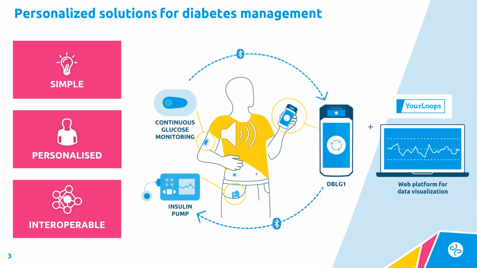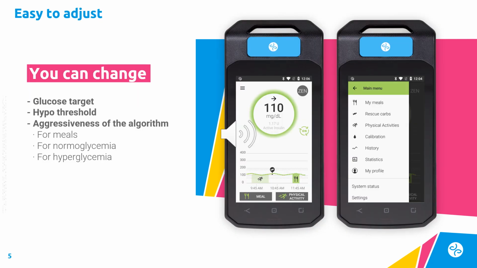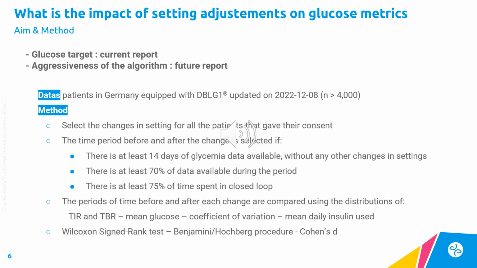DBLG1 is a modular system that can be customized. The initiation is simple, with only 4 parameters required. With DBLG1, you can set the aggressiveness of the algorithm and the threshold for hypoglycemia, but we will talk here about the glucose target. We have looked at the impact of a modification in the glucose target in a cohort of several thousand patients that have been equipped last year in Germany.